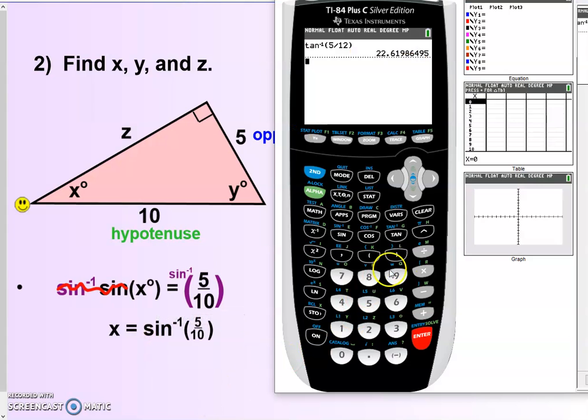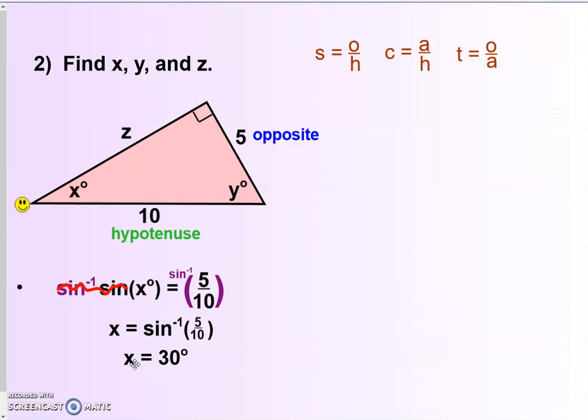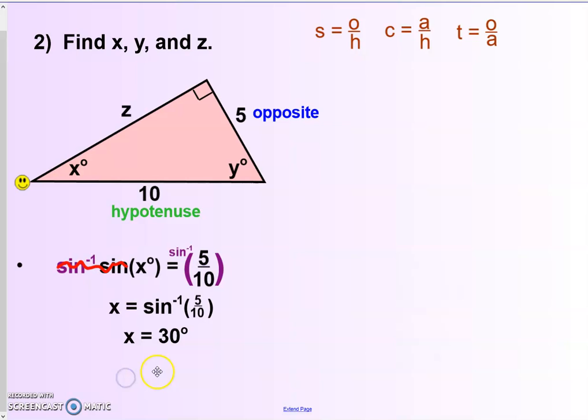So I can go to my calculator, I can type in the inverse sine of 5 divided by 10, and this one turns out to be a really nice, pretty number. It's just 30. X is 30 degrees. And now that I know x is 30 degrees, I can find y by some simple subtraction. Y is going to be 90 minus 30, or 60 degrees.